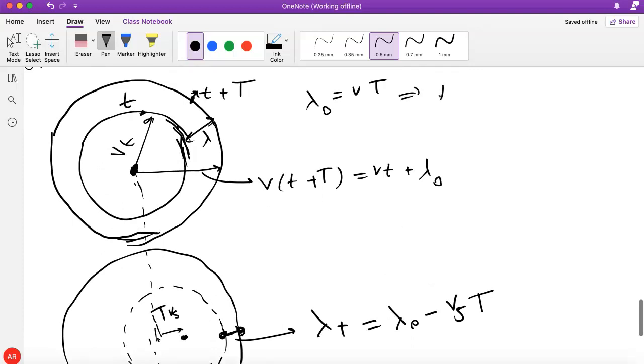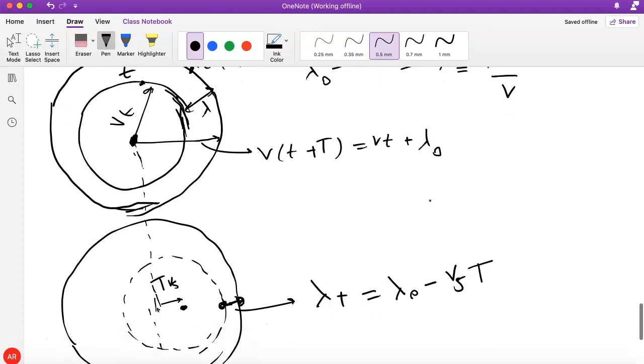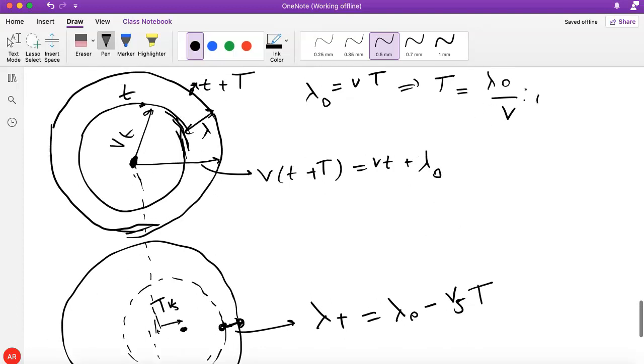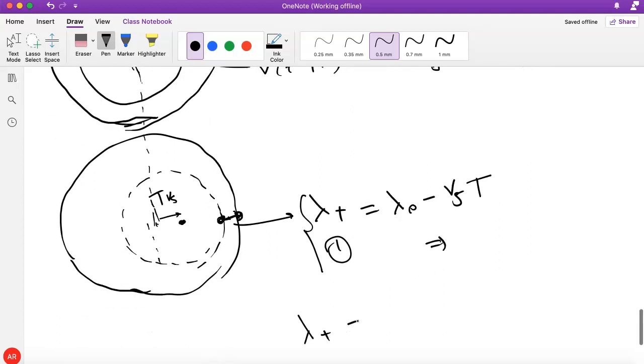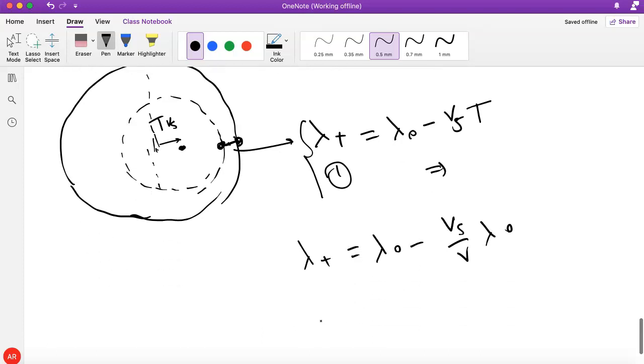However, t, the period, you can also think about as lambda naught divided by V, the speed of propagation in air. So putting this into that gives us lambda plus is equal to lambda naught minus Vs over V times lambda naught. So this becomes lambda naught, if I factor it out, times 1 minus Vs over V.